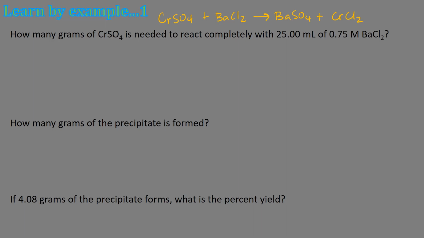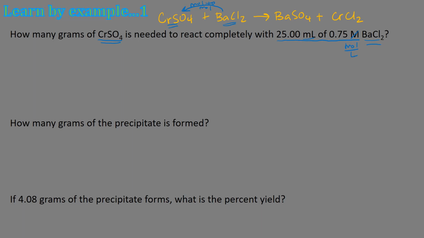All right, so we want to go to chromium sulfate from barium chloride. So I first have to check to make sure this reaction is balanced, and it is. So I know I have to go from here to here. And the only way to change from this substance to this substance is to use a mole-to-mole ratio. And in order for me to use a mole-to-mole ratio, I have to have moles. Neither of these is strictly just moles. Remember, molarity is moles per liter. And then we have milliliters.